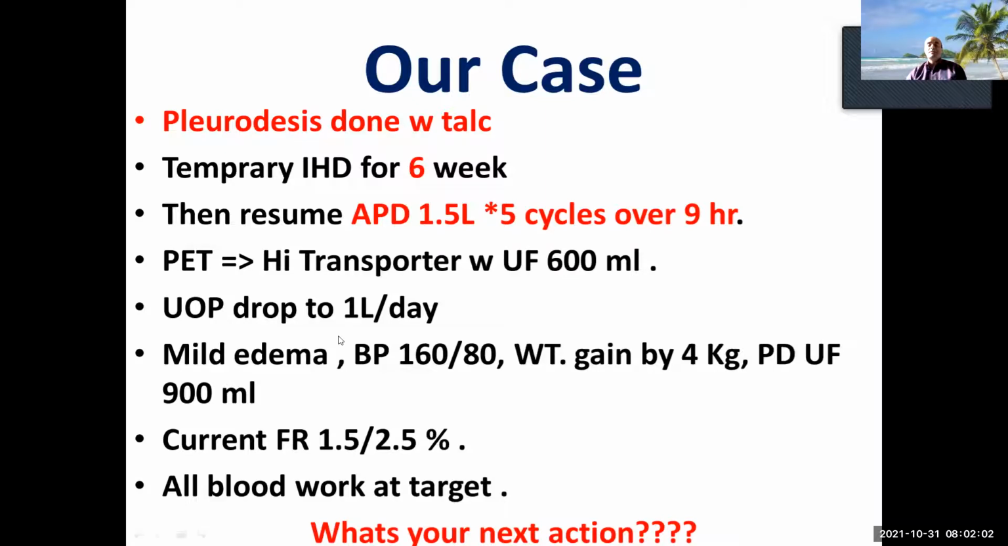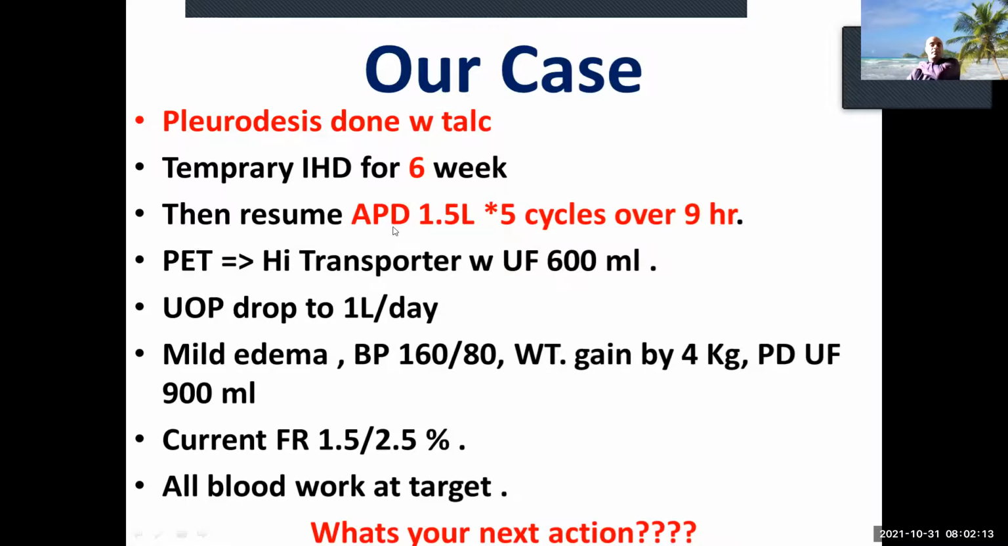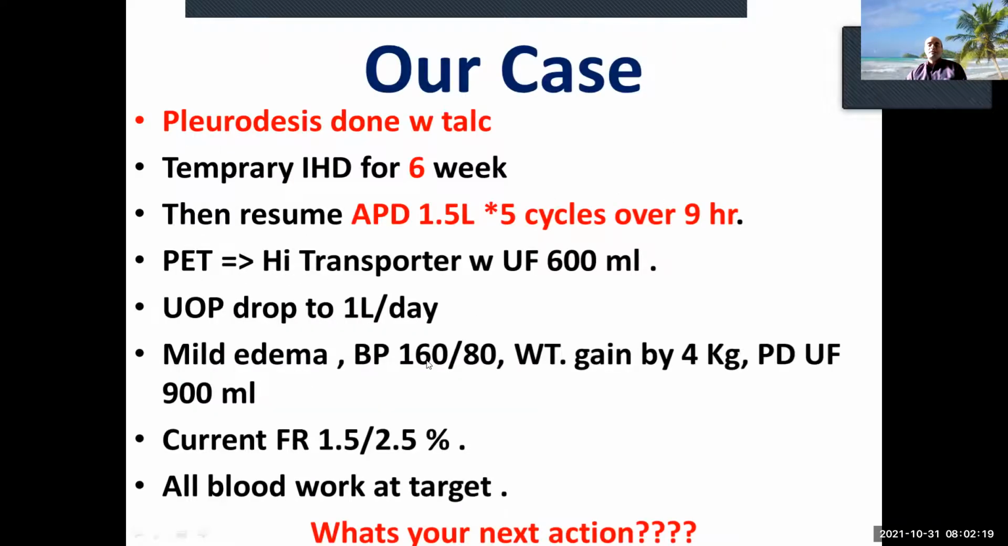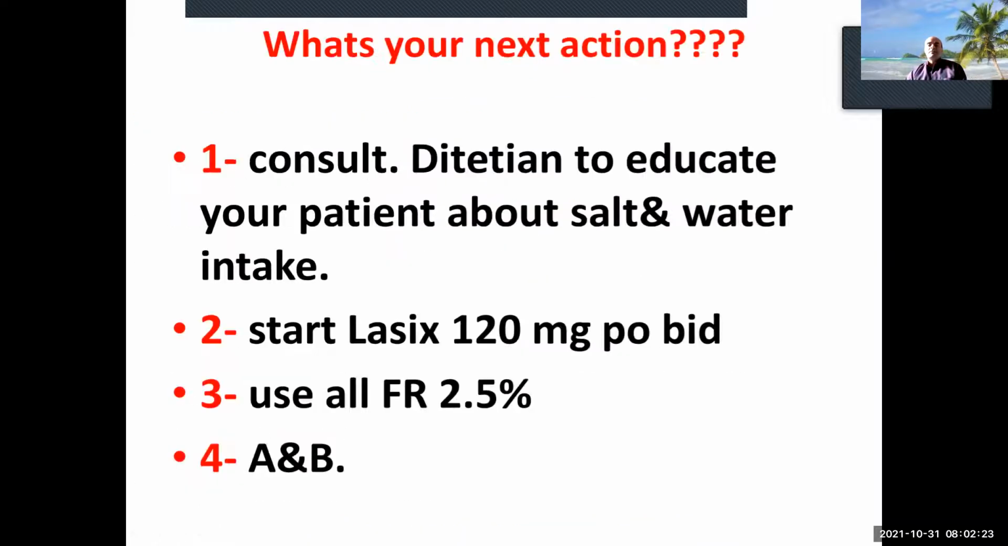My patient is still edematous, the urine output dropped, blood pressure is high, and weight gain, and the ultrafiltration I think is perfect. Now what will we do? The transporter and his own APD is okay, his 1.5 liter. What will you do next for this patient, edematous, hypertensive, with weight gain, and the ultrafiltration is okay and the fluid is okay?